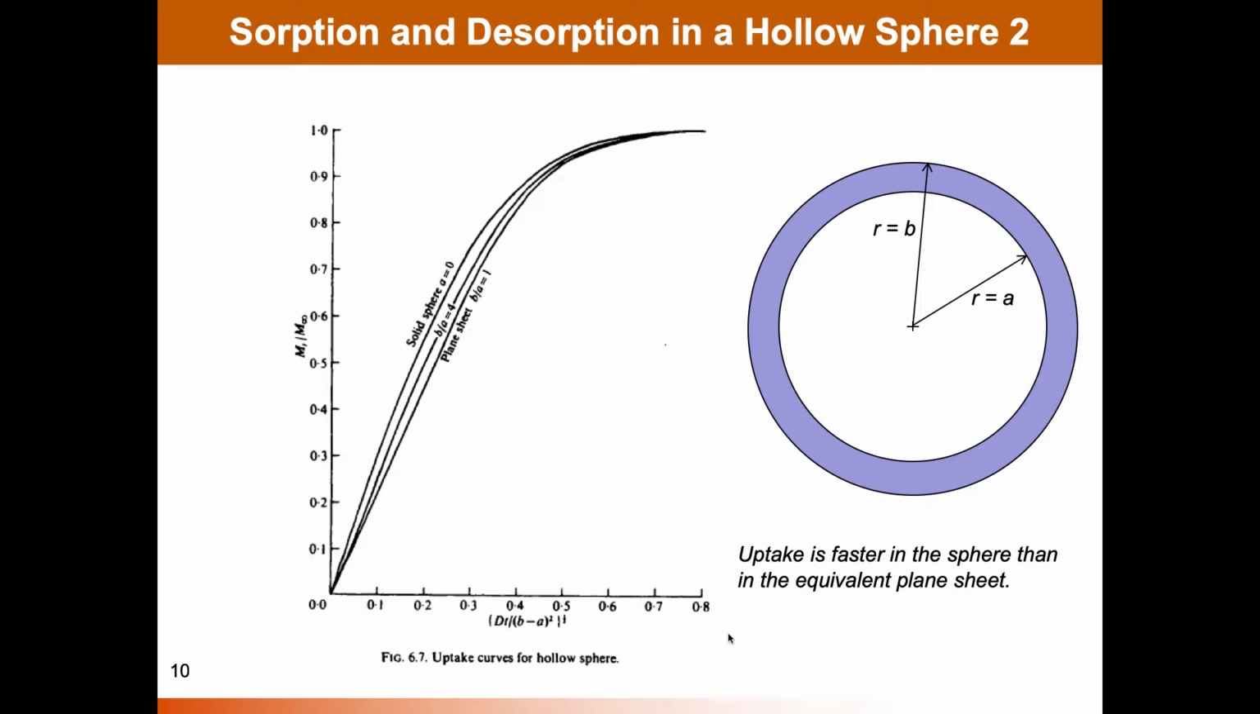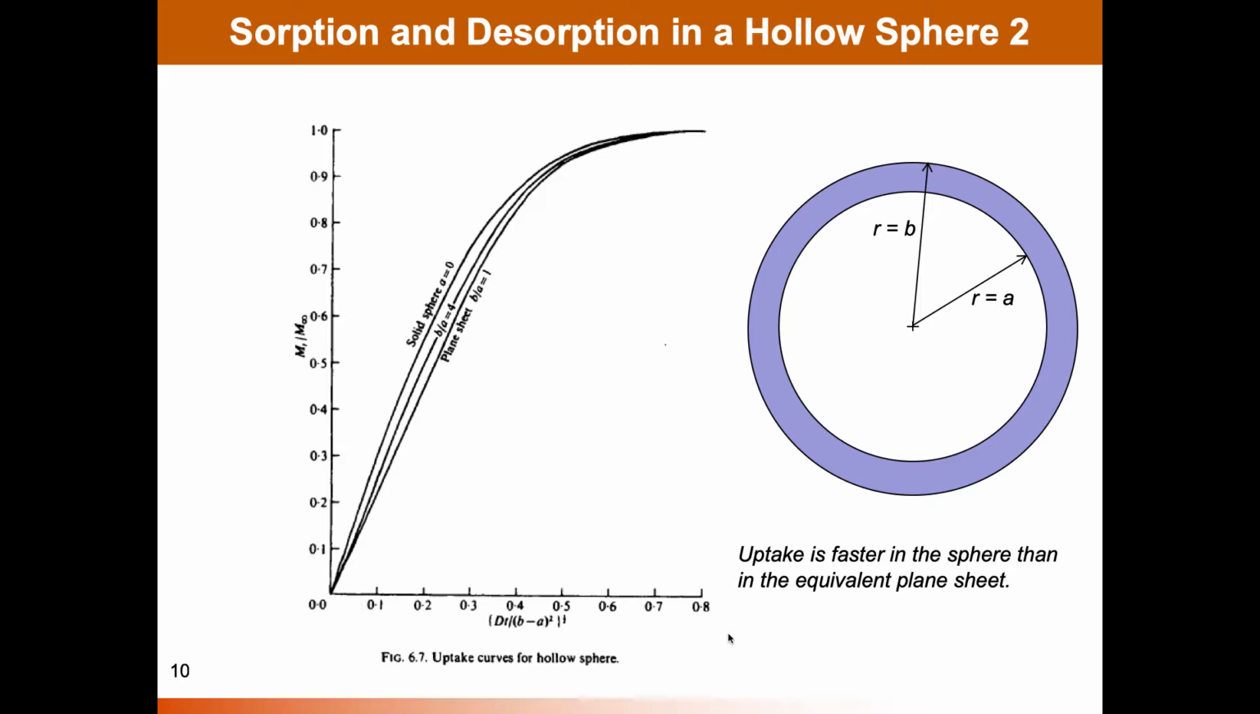The only thing I'll show from this is that as you go from the solid sphere case, where the mass uptake is faster than it is in the plane sheet, to something where the thickness of that spherical layer starts to get thin, you see the result start to approach that of a plane sheet. As the thickness of this spherical layer gets thinner and thinner, it begins to look more and more like a plane sheet.